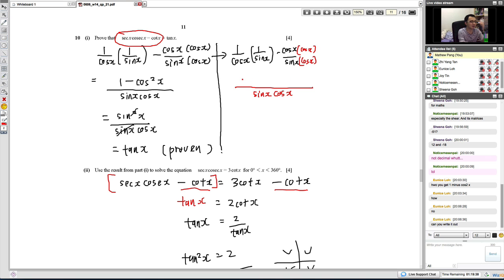And on top, 1 times 1 is 1. Minus cos x times cos x is cos square x. Then 1 minus cos square x is equal to sine square x because of the formula. Then this one is sine x cos x. Then I simplify sine x and sine x. I get sine x over cos x, which is tangent x. Can you understand now?